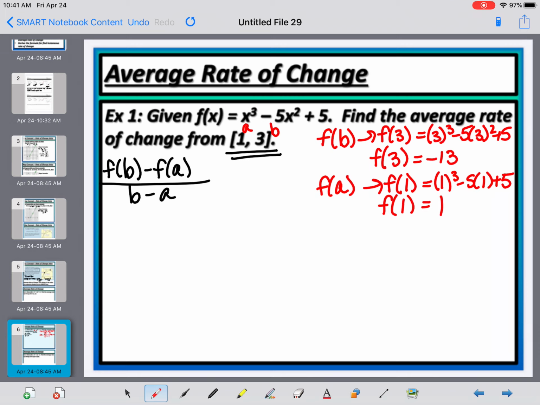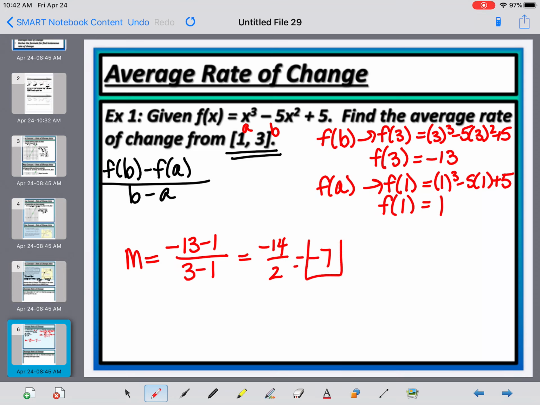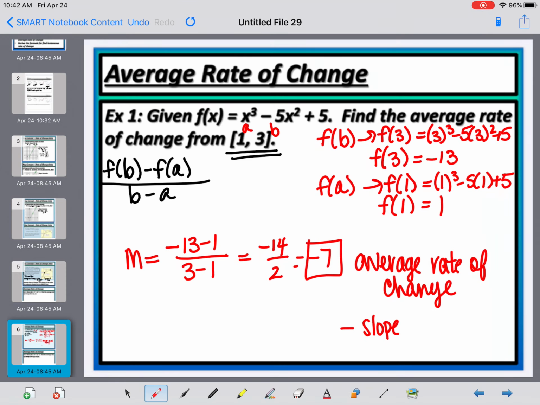So now that we have those values, we can plug them in here. So we know that this is a slope. I'm going to call it m just for the time being. And we're going to find our change in y over our change in x. Okay, so this is the average rate of change. This is also the slope of the secant line.